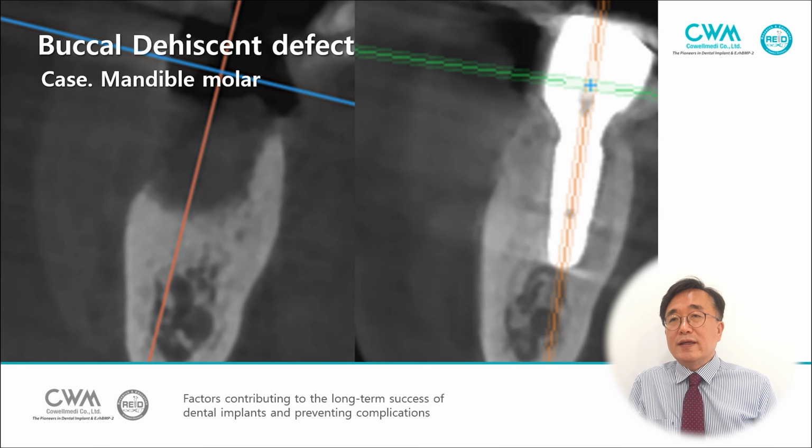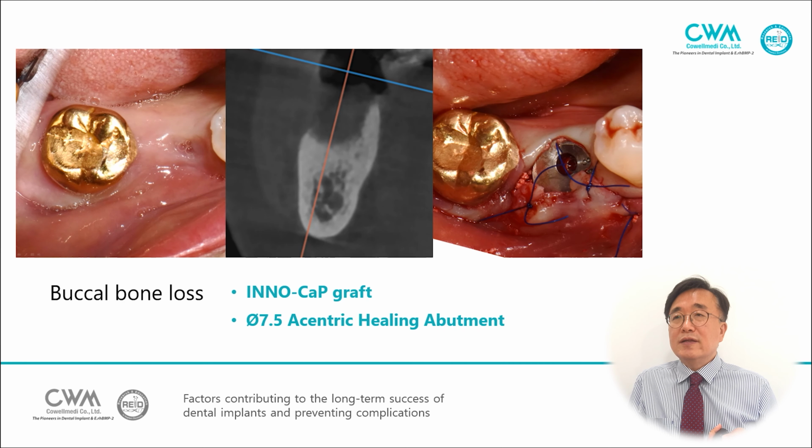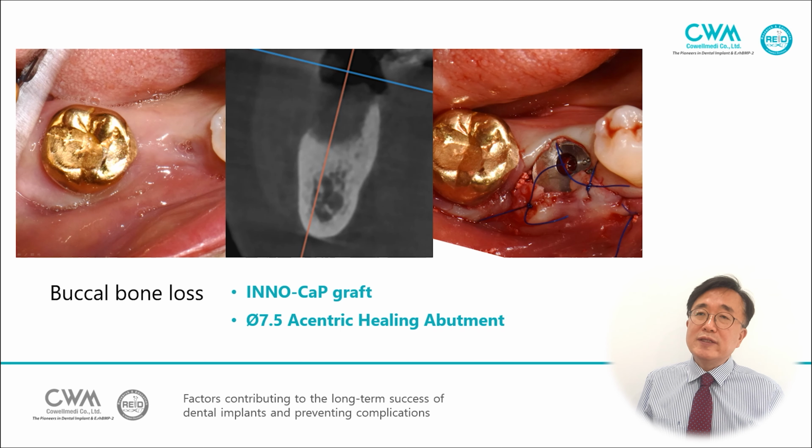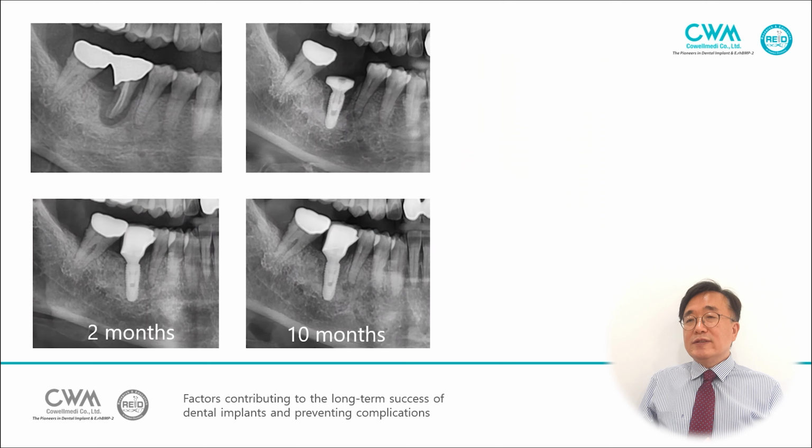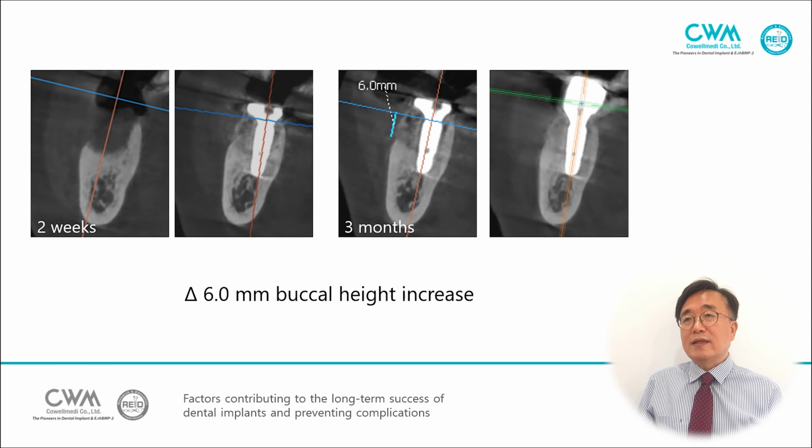Lower molar case. There was no buccal bone, implant was placed, and there is no buccal bone. So buccal bone graft with a BMP implant and healing abutment. After 6 weeks, the impression was taken and restoration was inserted. So result, after 10 months, the bone is maintained.